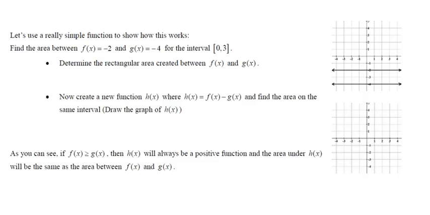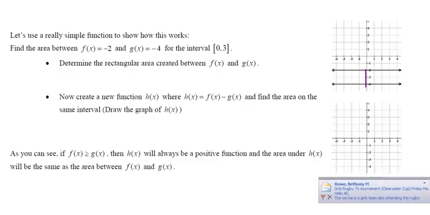Okay, and let's just demonstrate that. Use a really simple function to show how this works. Find the area between f of x equals negative 2 and g of x equals negative 4 for the interval between 0 and 3. Okay, what's that area?